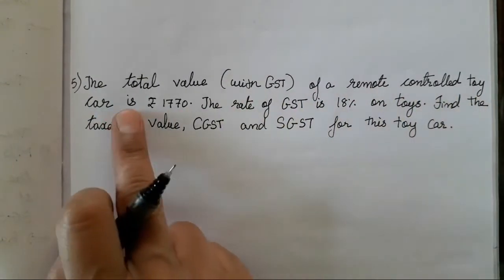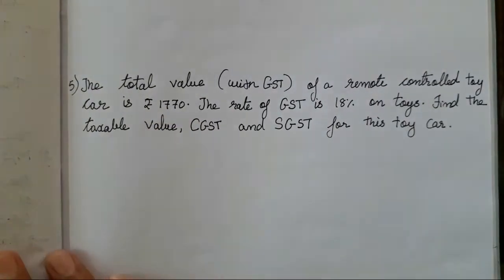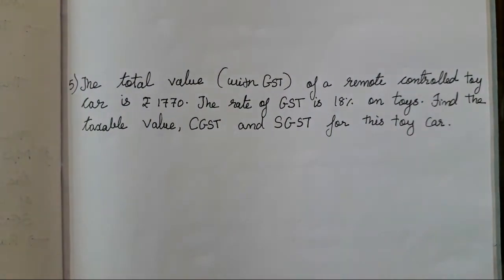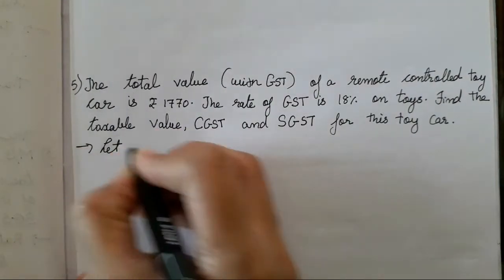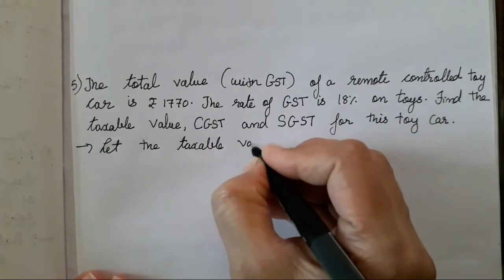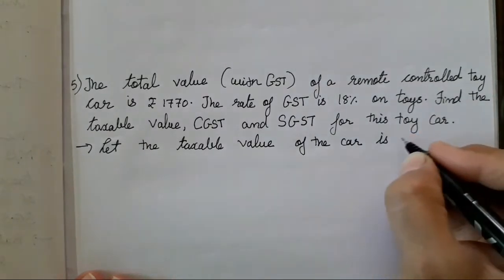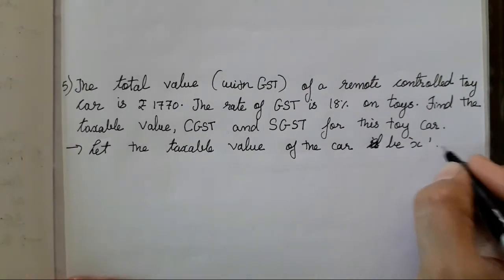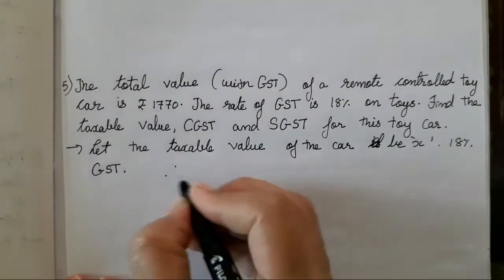The toy remote control car is rupees 1770. Okay, so the rate of GST is 18% on toys. Find the taxable value, CGST and SGST for the toy car. Okay, so we have to find both the amounts. So let the taxable value of the car be x. Okay, 18% GST. Okay, so how are you going to write this?